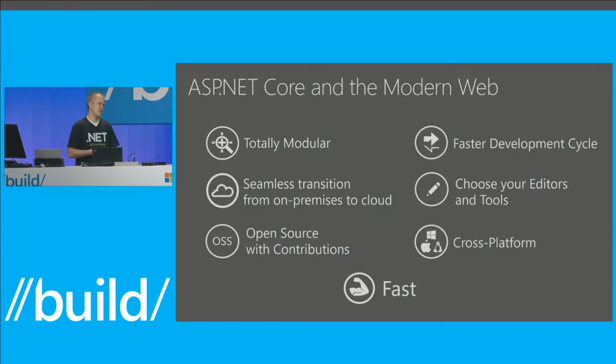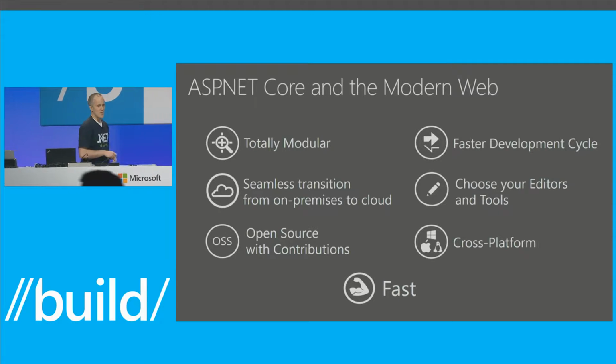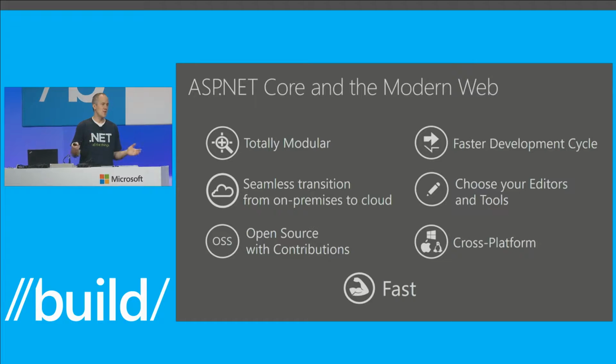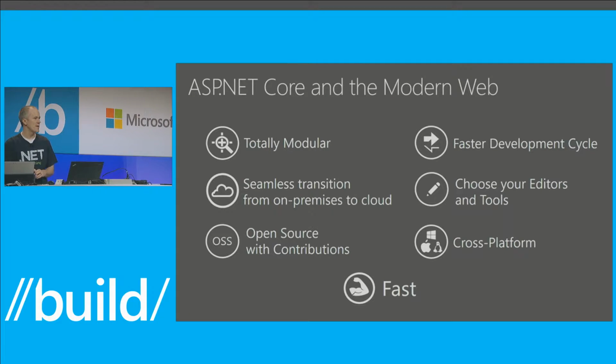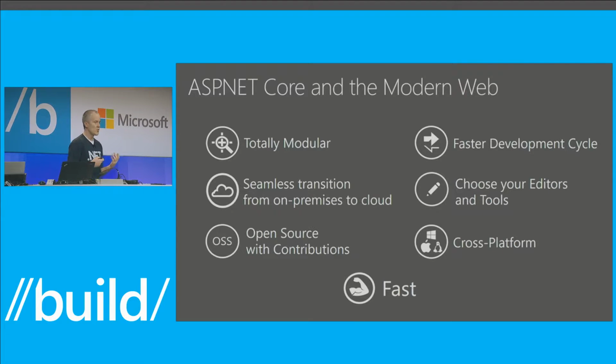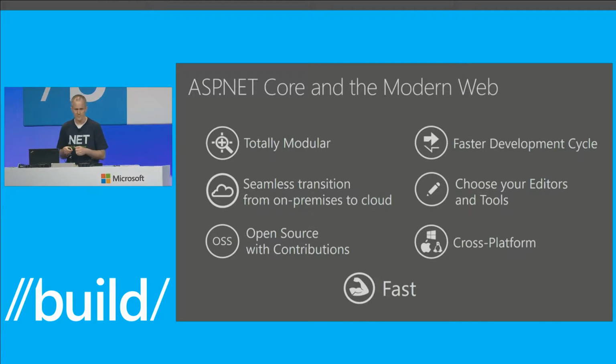Why did we build ASP.NET Core? What is this framework all about? Well, first of all, we wanted something that's totally modular. Everything that we do in ASP.NET Core is done with packages. We use NuGet packages for everything. And you can pull as much into your application as you want. It's completely pay for play.